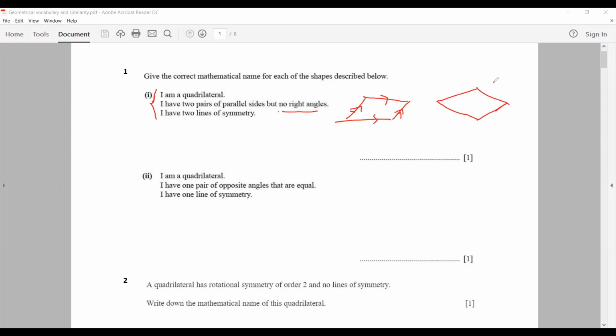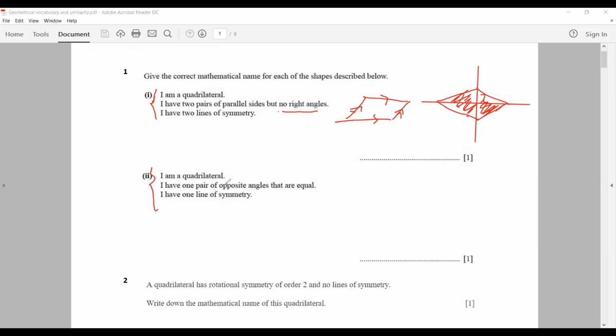Rhombus seems to match this description. And for the parallelogram, we actually have no line of symmetry, 0 lines of symmetry, right? If you still recall what line of symmetry was. But for a rhombus, we have 2, right? So basically, the line of symmetry means when you fold this shape along this line, it must superimpose perfectly. In other words, these 2 portions are mirror images of each other, right? So the answer is rhombus.